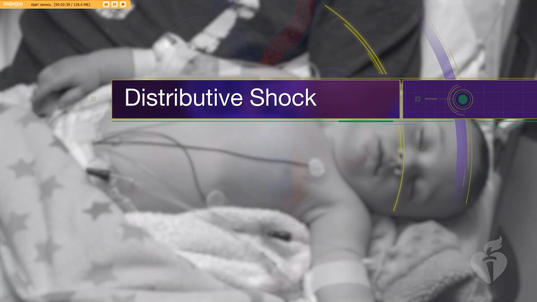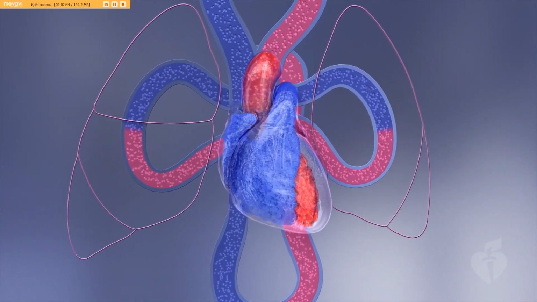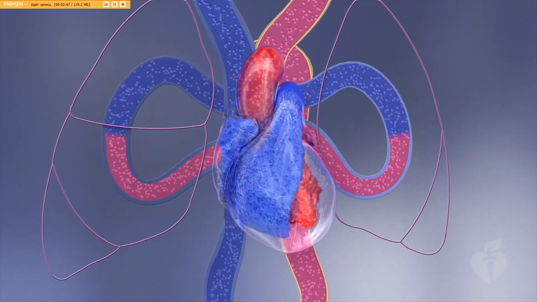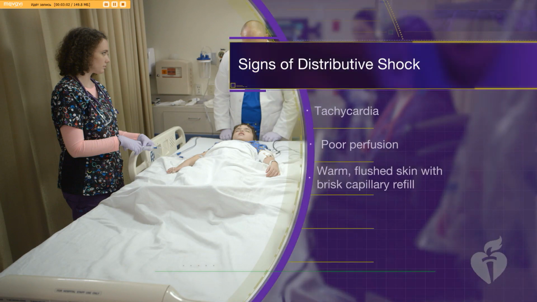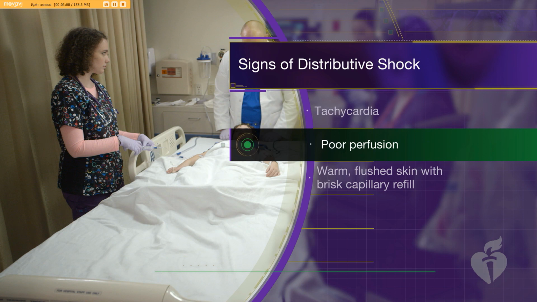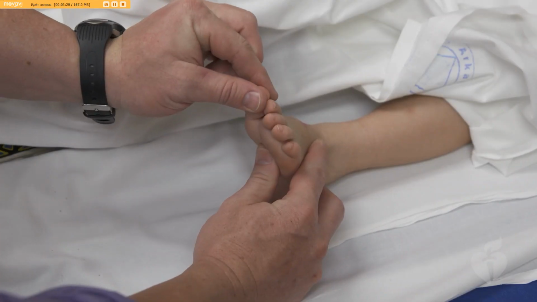Distributive shock is present when there is inadequate blood flow to some tissue beds, but too much blood flow to others. It is typically associated with vasodilation and some capillary leak and decreased heart function. The clinical presentation of distributive shock is more variable than that of hypovolemic shock. Like children with hypovolemic shock, most children with distributive shock have tachycardia. Some also have a typical sign of poor perfusion, which is cool skin with delayed capillary refill. Unlike patients in hypovolemic shock, however, some patients in distributive shock may have warm, flushed skin with brisk capillary refill.